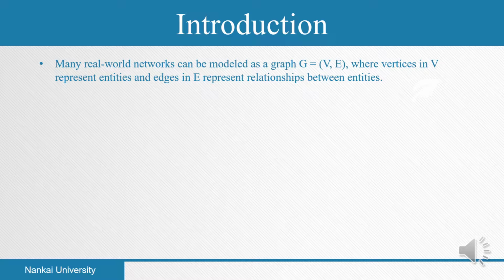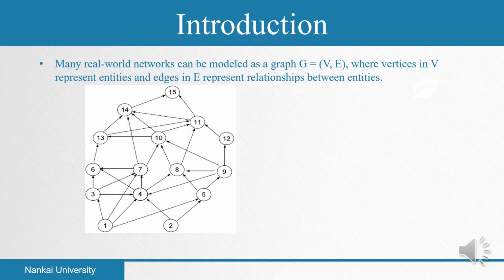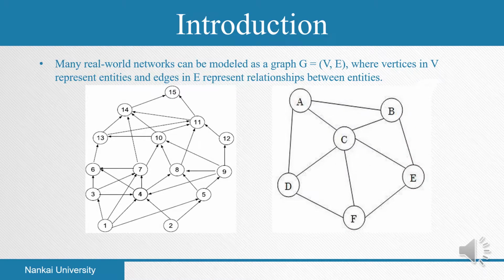Nowadays, many real-world networks can be modeled as a graph, where vertices in V represent entities and the edges in G represent relationships between entities. The graph can be a directed graph or an undirected graph as appropriate.